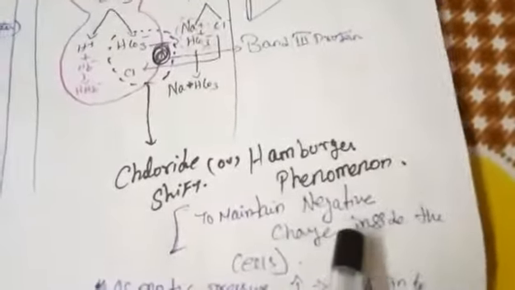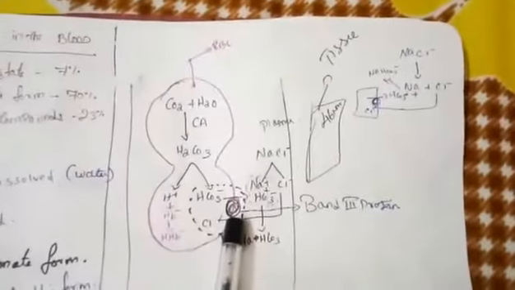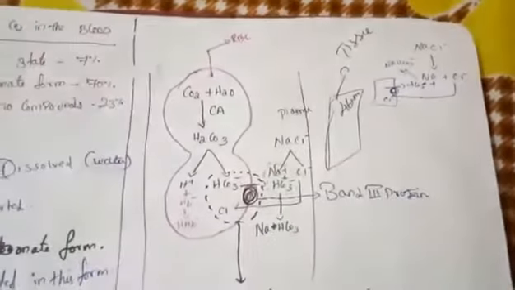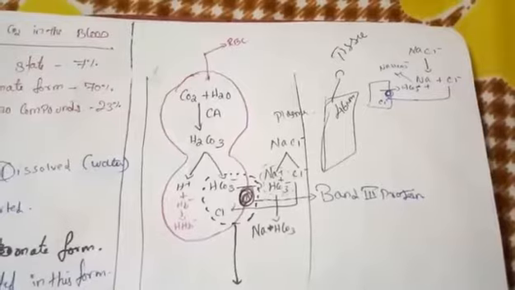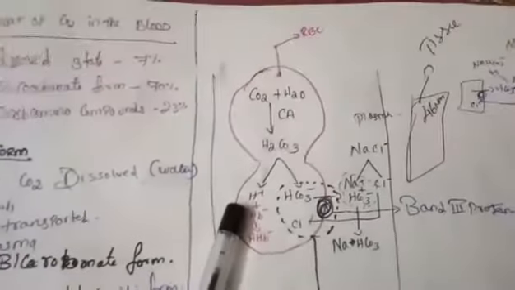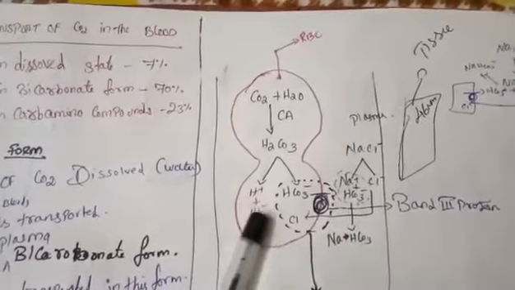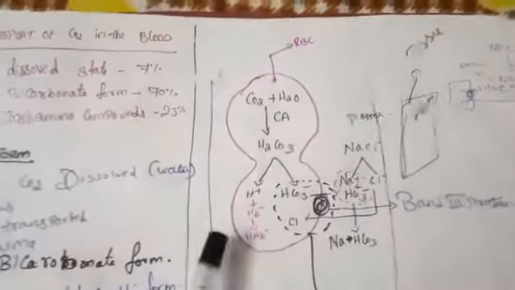The important mechanism is to maintain negative charge inside the cell, and this protein is called band 3 protein. Now this bicarbonate binds with sodium as sodium bicarbonate and will be present in the plasma. About 70% is transported in the bicarbonate form in the plasma. Here the H plus will bind with hemoglobin to act as a buffer.